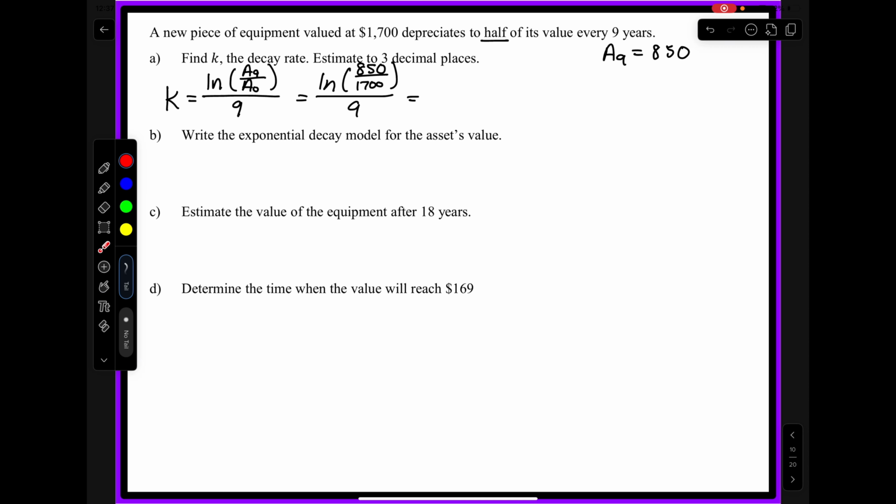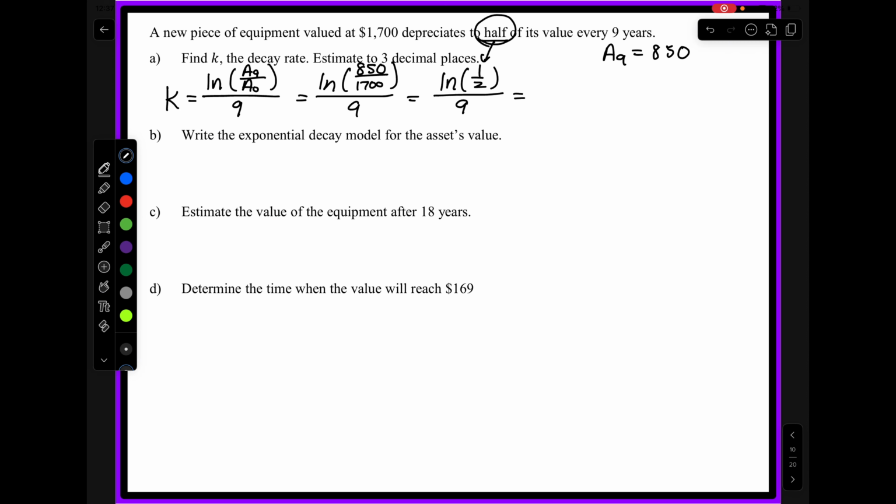Now, what I want you to pick up on is these shortcuts right here, because we're going to depreciate this to half. It's like half-life. So we know that the ratio of this over this is going to become half. So all I need to do is take the natural log of 1/2. So it tells me exactly what value I'm going to take the natural log of. And that number, the natural log of 1/2, is going to be the same number every single time, and in this situation will be divided by 9.